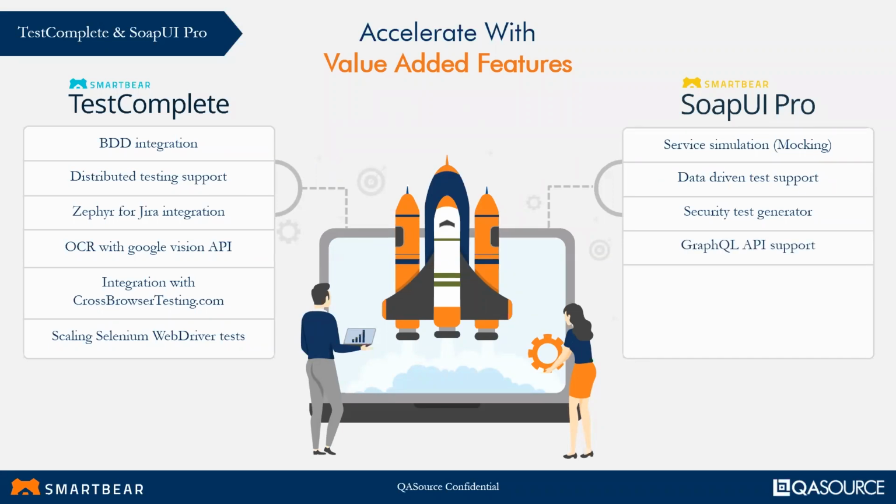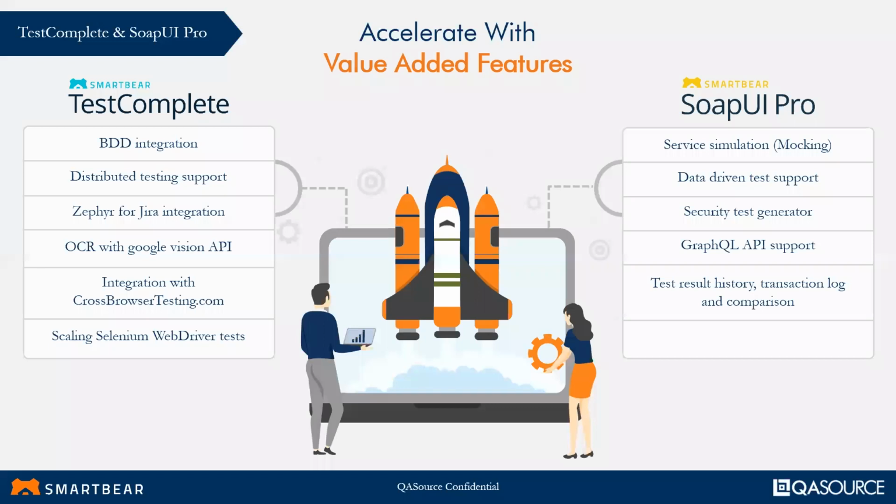It also provides GraphQL API support, which is one of the latest API trends in the technology domain, and many of the modern day enterprises are moving towards adopting this over REST and SOAP protocols. So this becomes a key feature for testing GraphQL APIs.